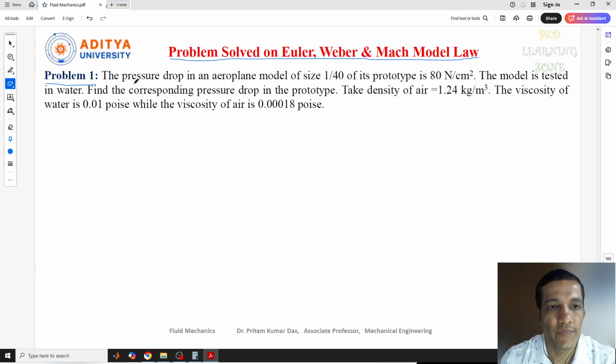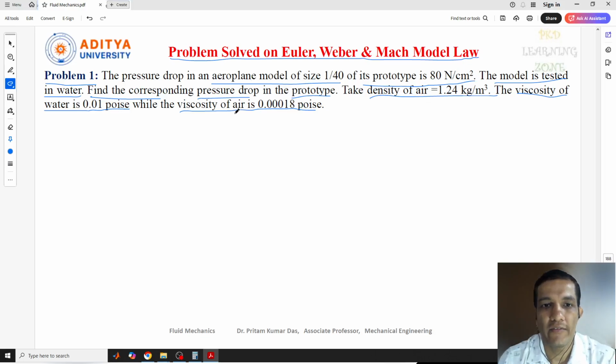The question is given: the pressure drop in an aeroplane model of size 1 by 40 of its prototype is given as 80 Newton per centimeter square. The model is tested in water and we need to find out the corresponding pressure drop in the prototype. The density of air is given as 1.24 kg per meter cube. Viscosity of water is given as 0.01 poise, while viscosity of air is given as 0.00018 poise. So these are the data given and we need to find out the pressure drop for the prototype. The question is very simple. So let's write down the data given first.